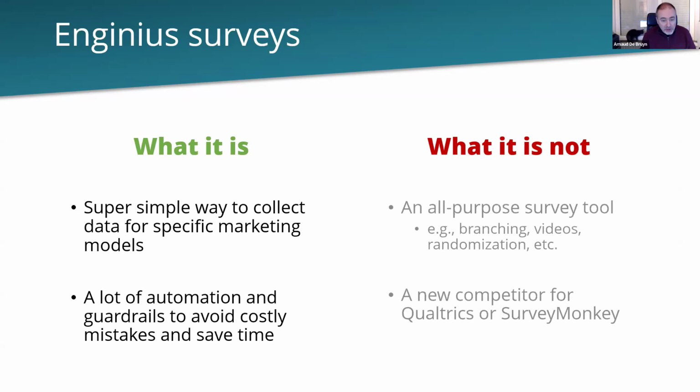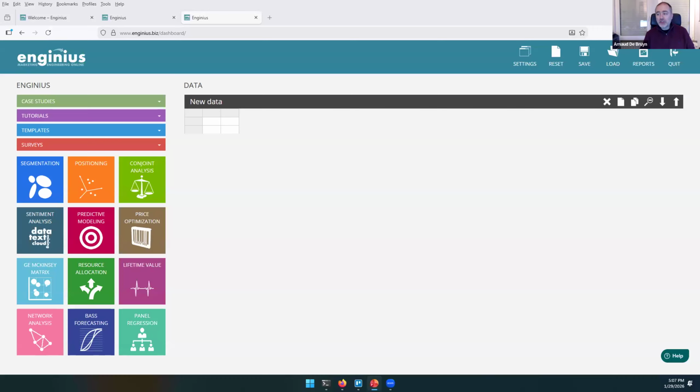Now, what it's not is a replacement for Qualtrics or SurveyMonkey. It's not an all-purpose survey. It doesn't have branching. It doesn't have randomization. We do not collect personal data, and so on and so forth. So you have to realize that it's an amazing tool for a very specific purpose. But if you try to use it outside that purpose, then you are going to be a little bit frustrated, most likely.